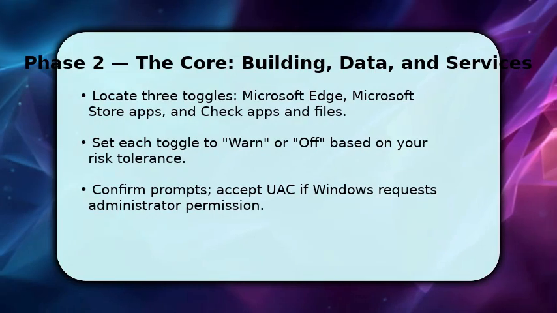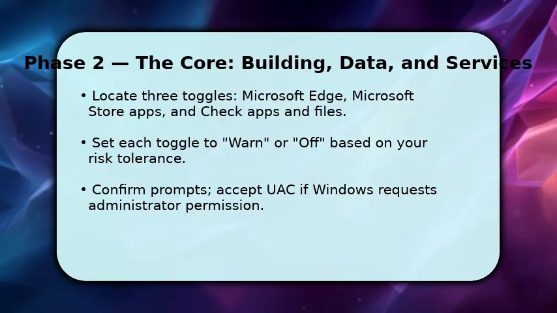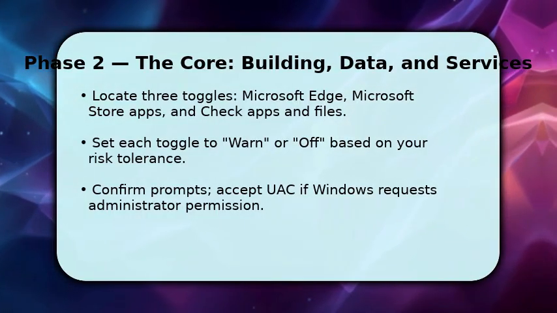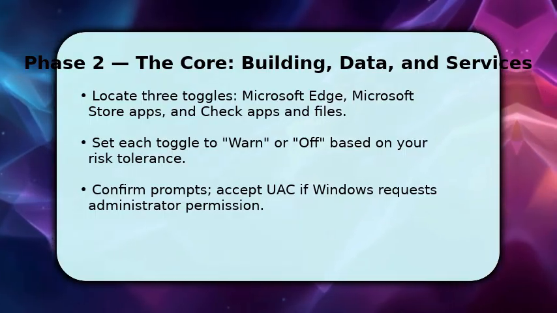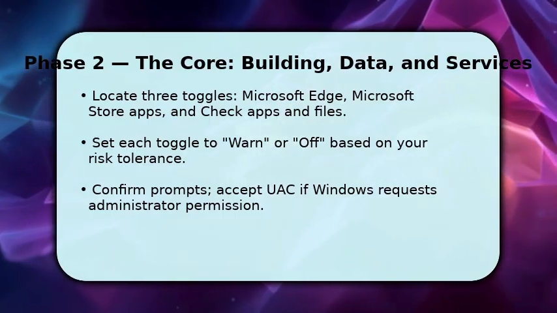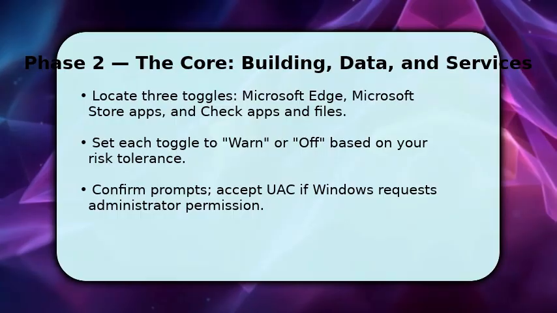Once you're looking at App and Browser Control, find the 3 Smart Screen choices: Microsoft Edge, Microsoft Store apps, and check apps and files. You can choose Warn to reduce interruptions while keeping protection, or Off to disable each feature. Pick consistently to avoid confusion.